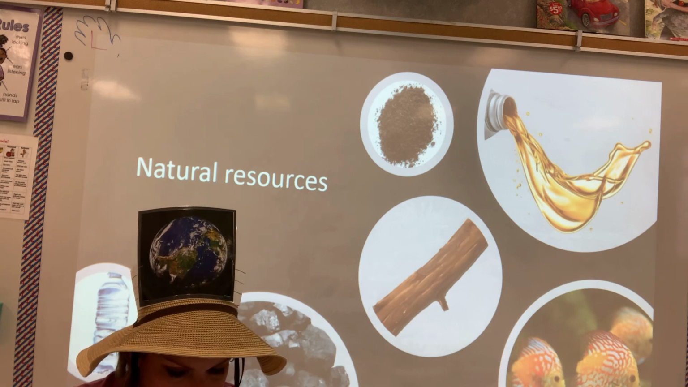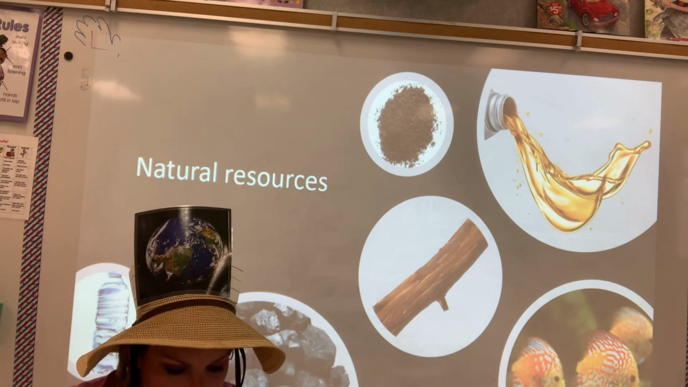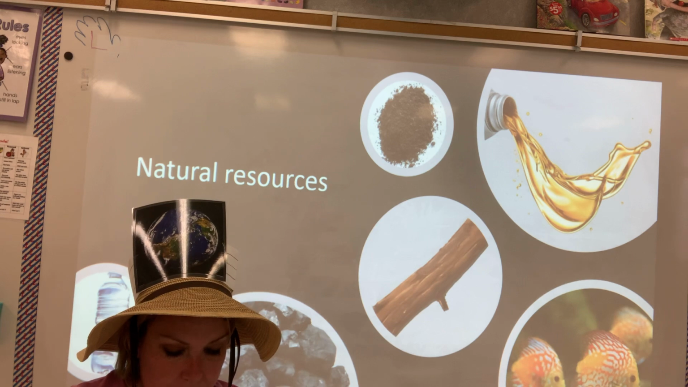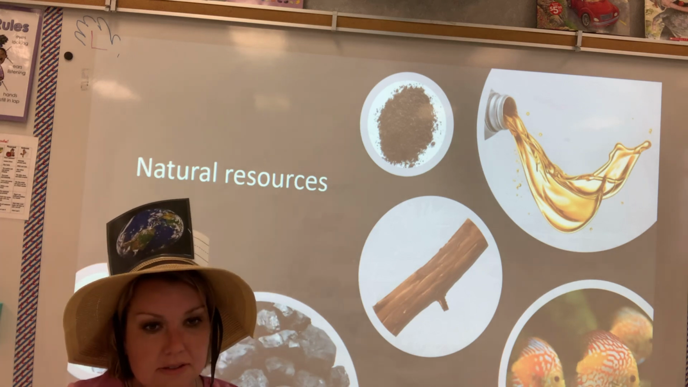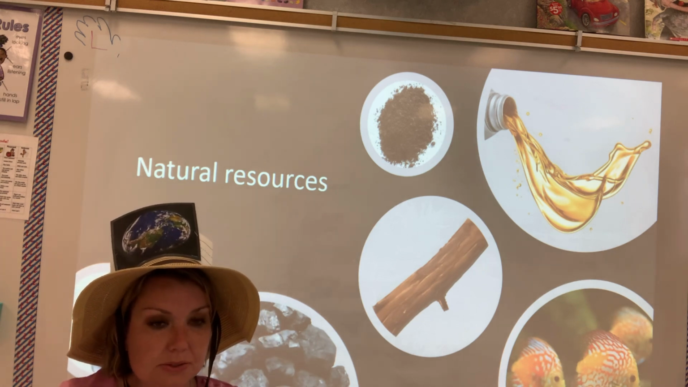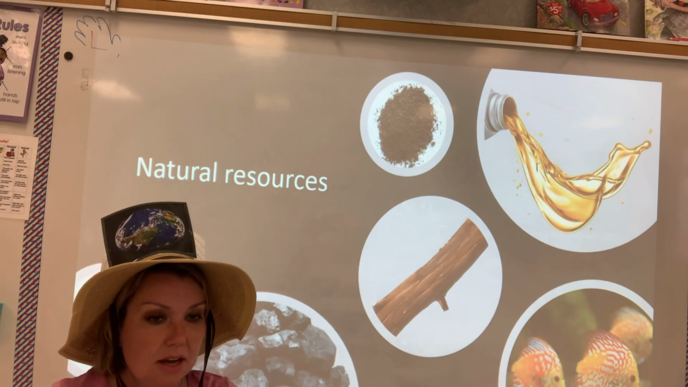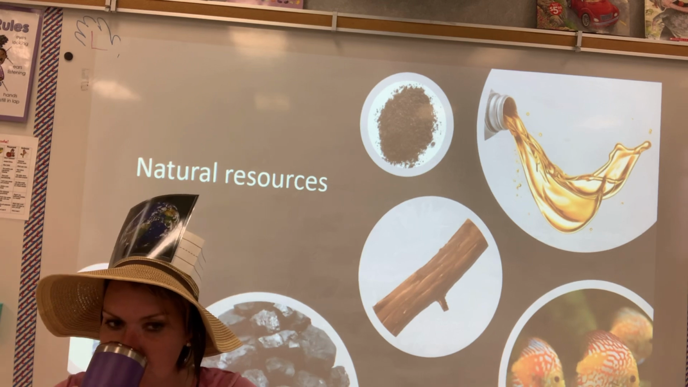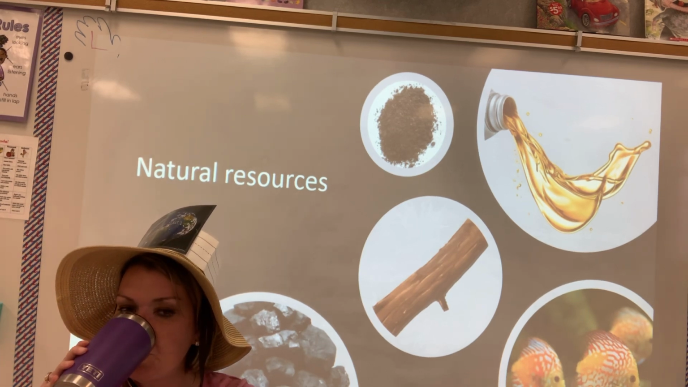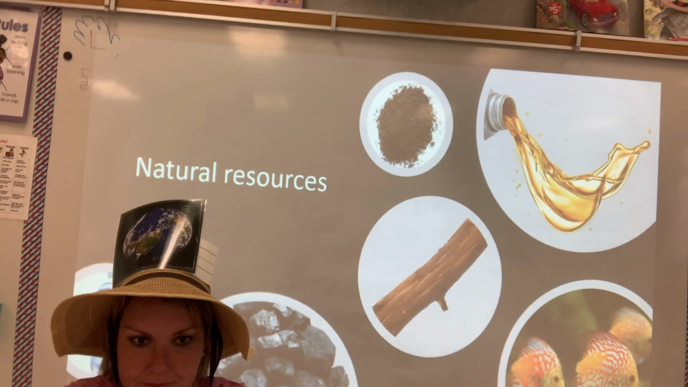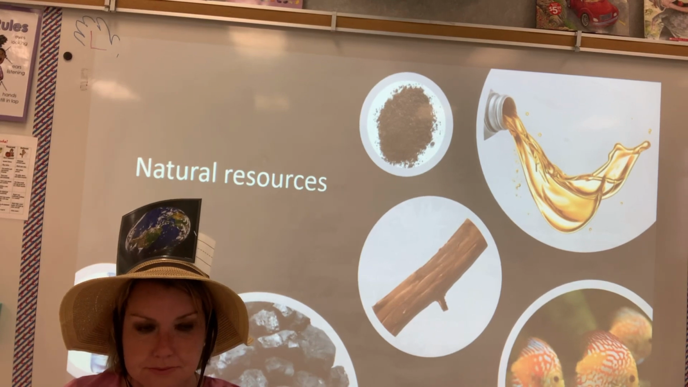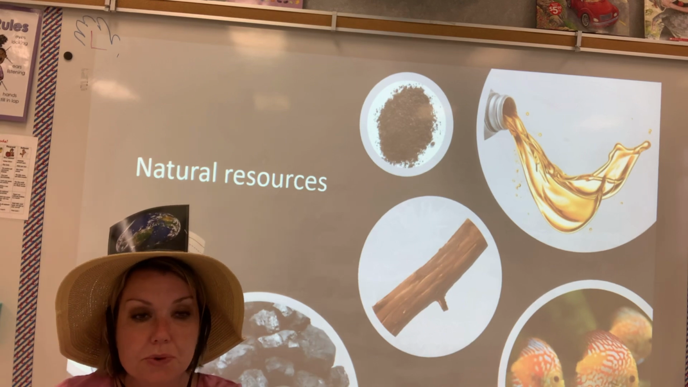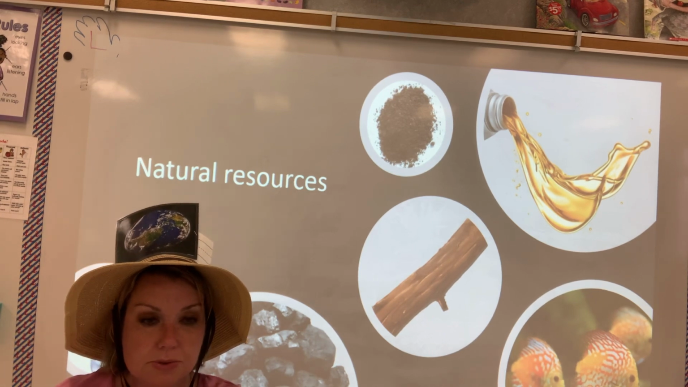How do people use natural resources? What do we use these natural resources for? Anya? We use it for cooking, like oil. Very good. We can use oil for cooking. We can also use it to heat up our houses and buildings or cool them down. You can use coal the same way.